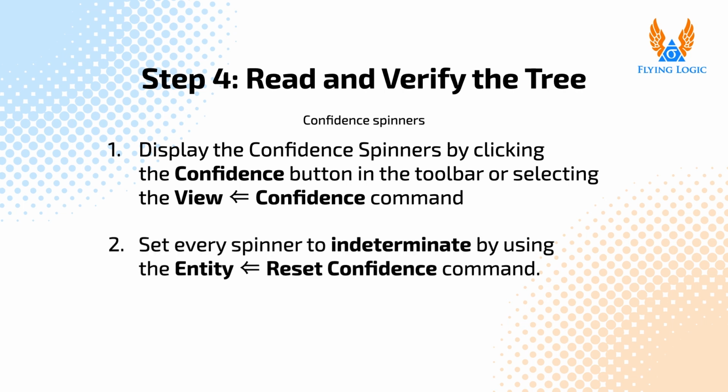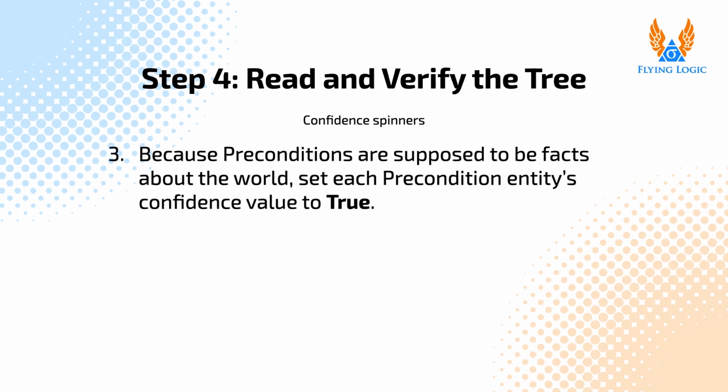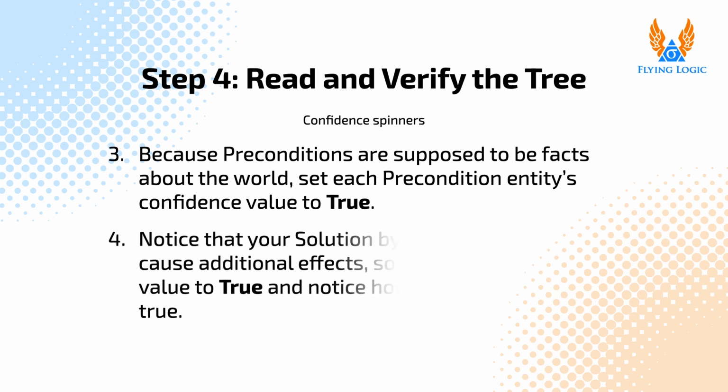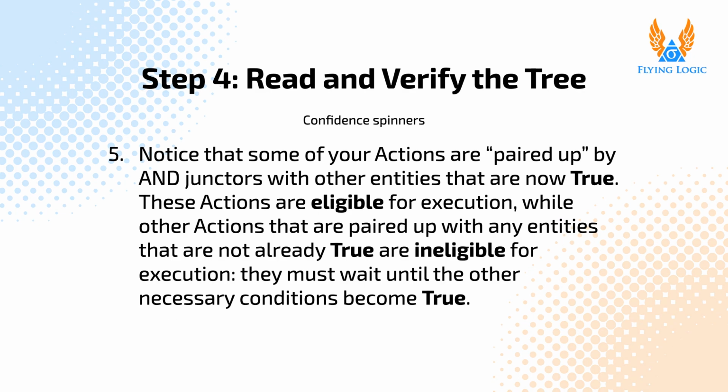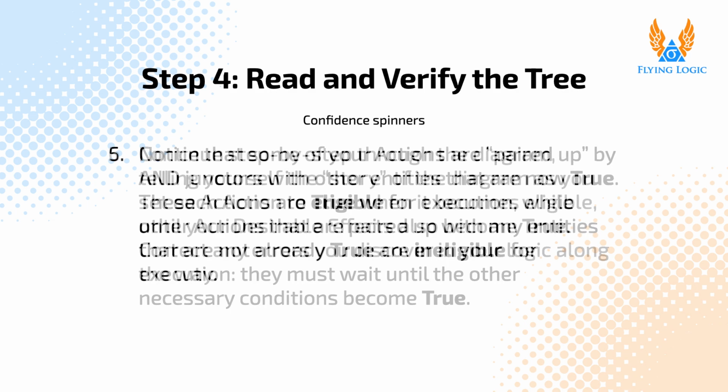Set every spinner to intermediate by using the Entity Reset Confidence command. Because preconditions are supposed to be facts about the world, set each precondition entity's confidence value to true. Notice that your solution by itself is sufficient to cause additional effects, so set its confidence value to true and notice how those effects also become true. Notice that some of your actions are paired up by AND junctures with other entities that are now also true. These actions are eligible for execution, while other actions that are paired up with entities that are not already true are ineligible for execution. They must wait until the other necessary conditions become true.